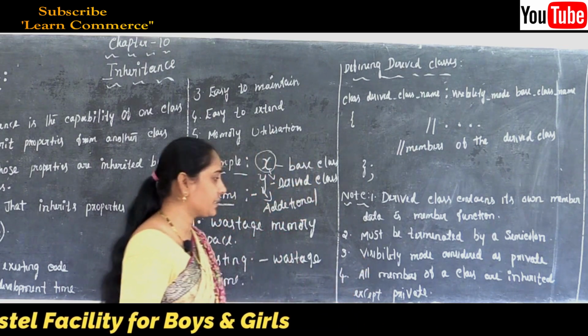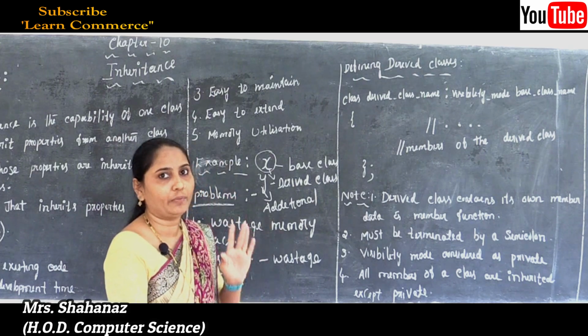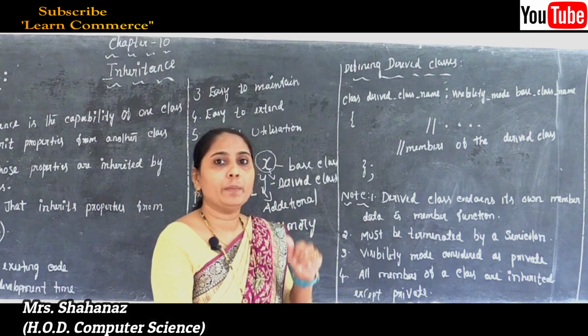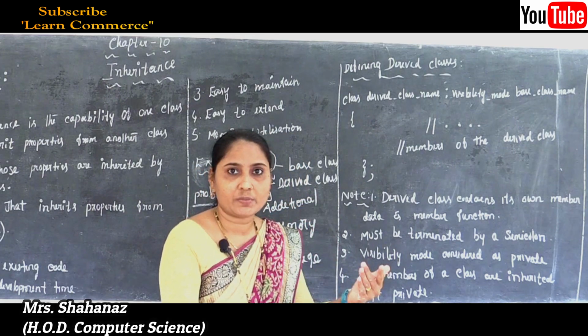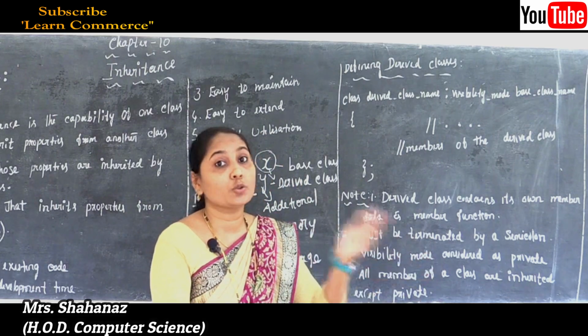And finally, all members of the class are inherited except private. Correct? We can share all members, like our public members, from one class to another class, from the base class to the derived class.